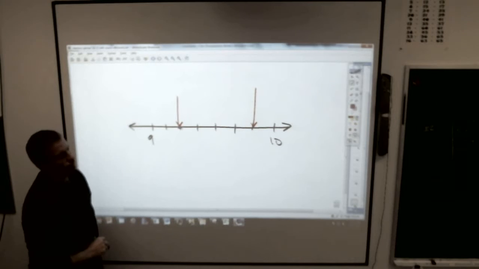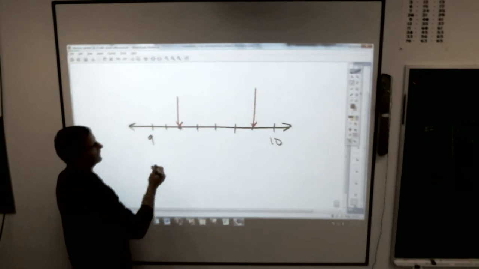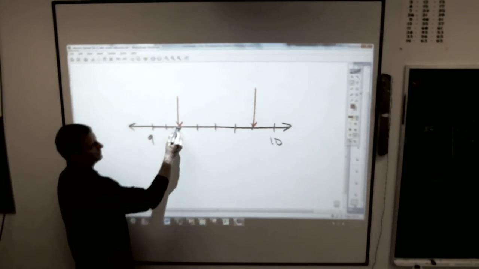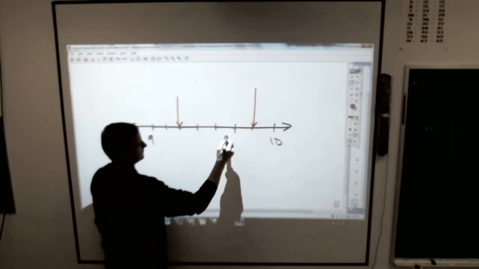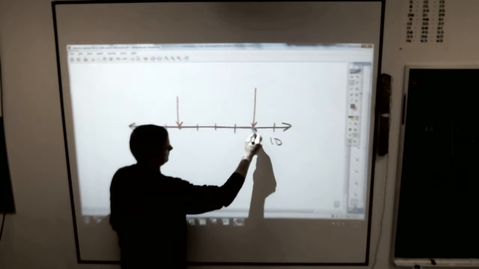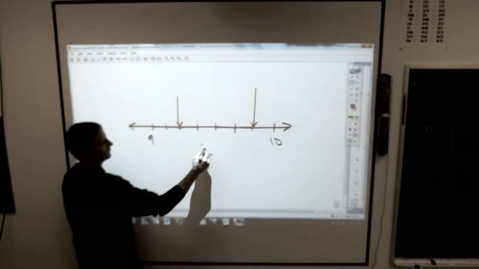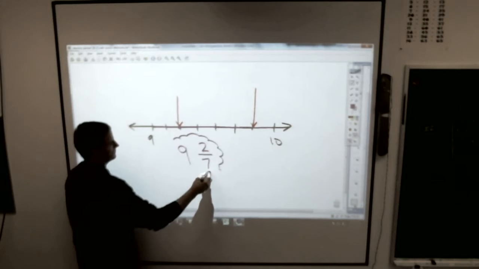9 and 2 sevenths? I don't know, let's count. You count spaces. Here's 1 space, 2 spaces, 3 spaces, 4 spaces, 5 spaces, 6 spaces, yep, 7 spaces. That's the bottom of your fraction. It's 2 over, and you said 9 and 2 sevenths. Everybody get 9 and 2 sevenths?